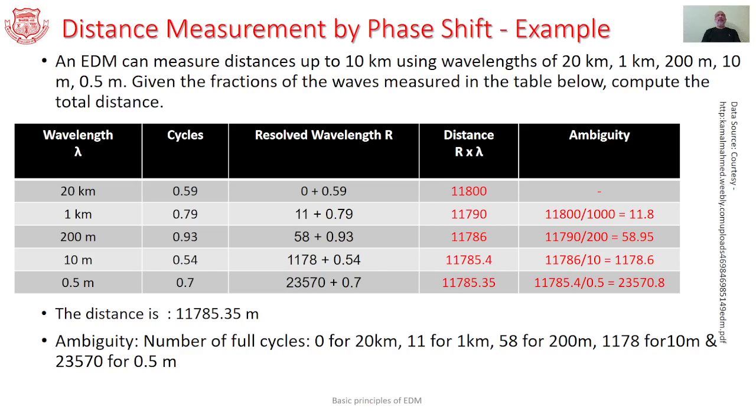The same thing is again discussed by using different data. So here we have various wavelengths employed, 20 kilometer through 0.5 meter. The fractions that are determined are available here. So for the resolved wavelengths for 20 kilometer wavelength, the value of m is 0 plus p, as we considered in our earlier example, which comes to be 0.59. So 0.59 times 20 kilometers, so the distance determined here is 11800.